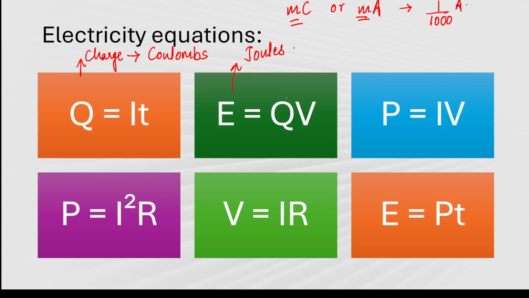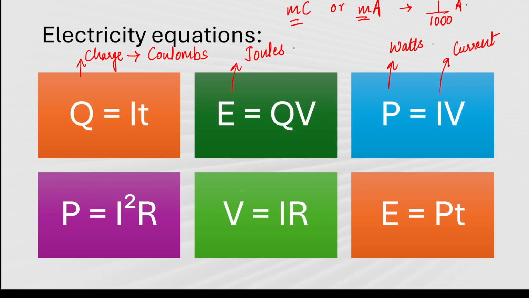And Q is again charge, V is potential difference measured in volts, P is power, which is measured in watts. V is again potential difference, I here is current, measured in amps, but most of the time the question would have the data in milliamps, so do not forget to convert this into amps. Now the power is again in watts.